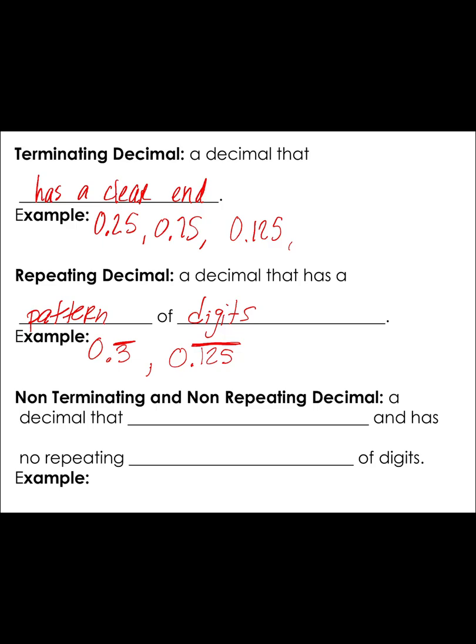A non-terminating and non-repeating decimal is a decimal that continues endlessly and has no repeating pattern of digits. So we already talked about this. This is pi as an example of that. Okay.